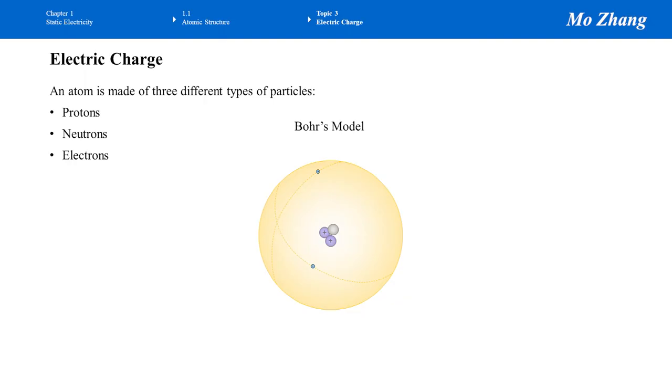And here, let's go back to the same Bohr's model with the same element, with 2 protons, 1 neutron, and 2 electrons. First, we define that a proton carries a positive charge. This is defined. And then we define that an electron carries a negative charge. For a neutron, its name, neutron, means neutral, which means it does not carry any charge. So this is section 1.1.